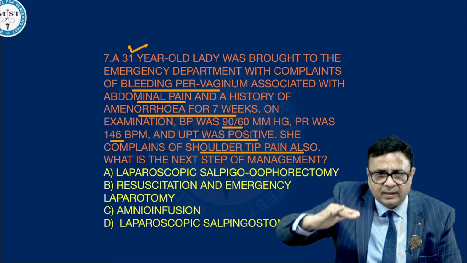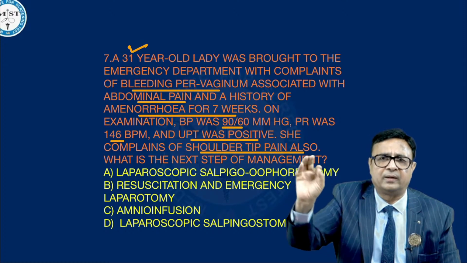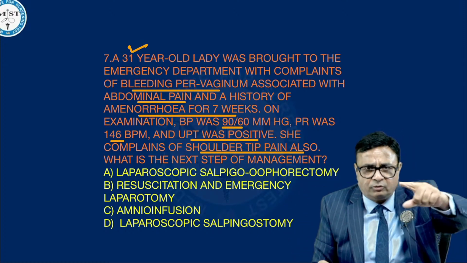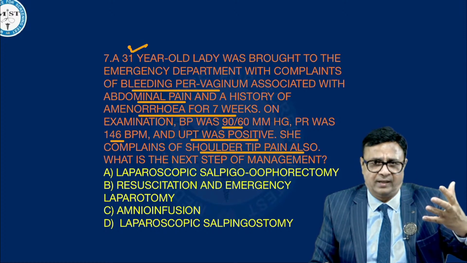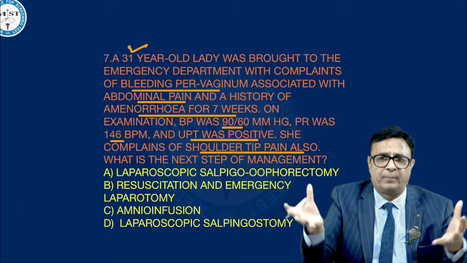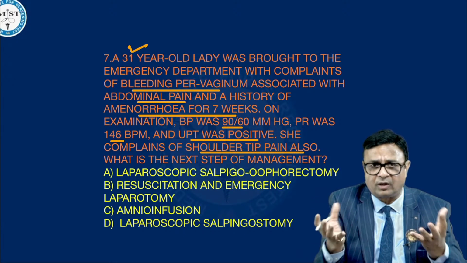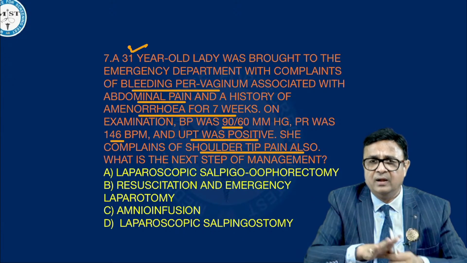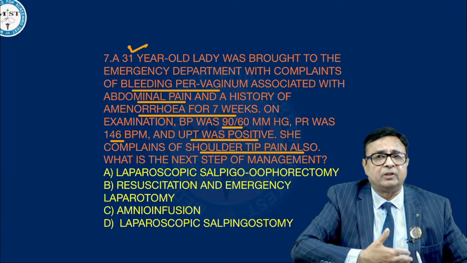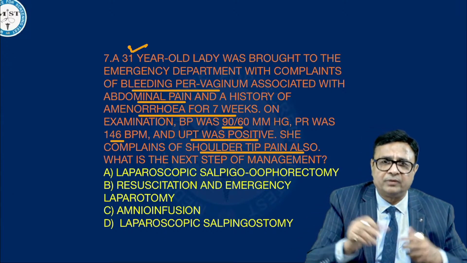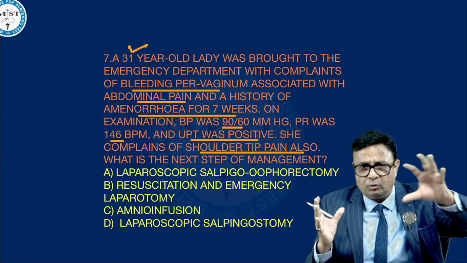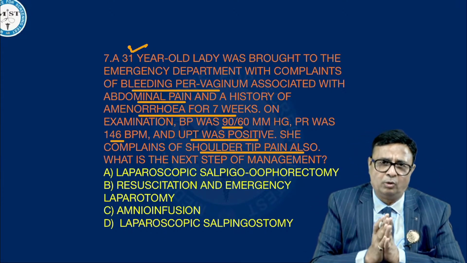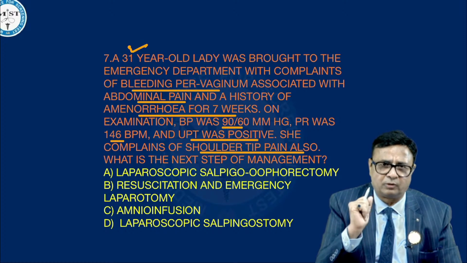Either BP will be less or the word shock will be written very clearly. What does this shoulder tip pain indicate? This shoulder tip pain is Danforth sign. Because of massive hemoperitoneum, a massive collection of blood in the peritoneal cavity, which is irritating the diaphragm, this pain is referred to the shoulder. This is called Danforth sign, shoulder tip pain, and this is due to massive hemoperitoneum. So this is the case of ruptured ectopic pregnancy.